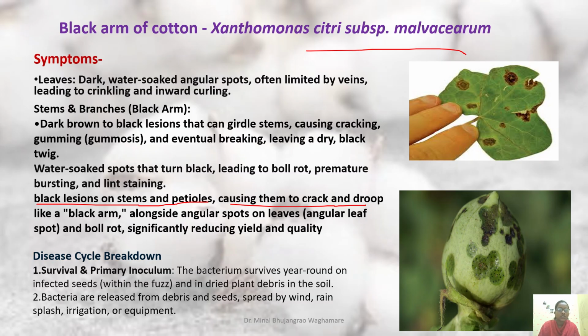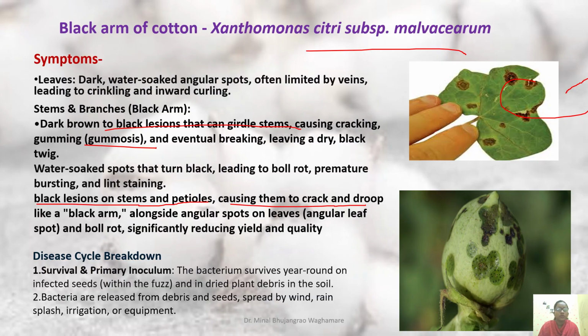Such lesions or spots also appear on the leaves as angular, water-soaked spots, leading to crinkling and inward curling. In severe cases we can also see gummosis from the cracking area. The black lesion can girdle the stem and cause cracking and gummosis. So gum will come out from the stem in severe cases.